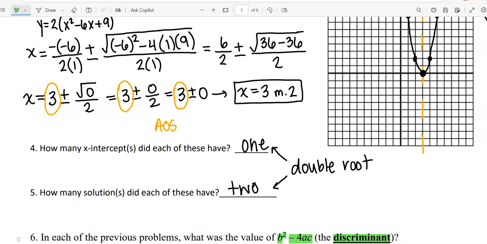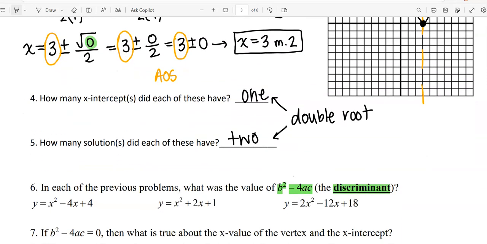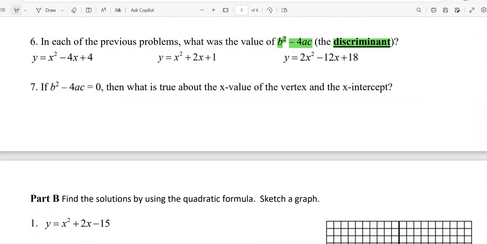If we backtrack to the problems you just did, it's whatever you're taking the square root of. And so in the last one, we took the square root of 0. In the middle one, what did you take the square root of? 0. In the first one? 0. So in all of these, the discriminant was equal to 0. That's why you ended up with a double root, because you took your axis of symmetry and you added 0, and then you subtracted 0, so your axis of symmetry was the same as your x-intercept x value. And so if b squared minus 4ac equals 0, you're taking the square root of 0, then what is true about the x value of the vertex and the x-intercept? They're the same.